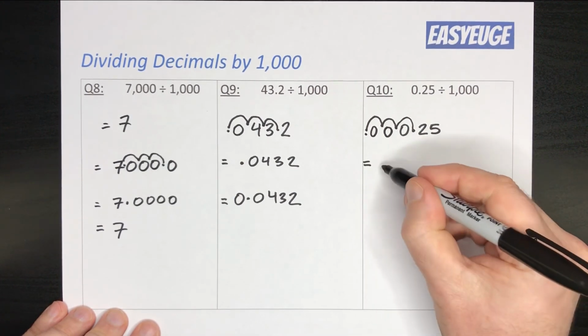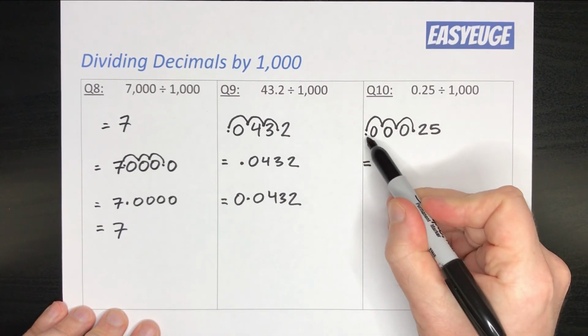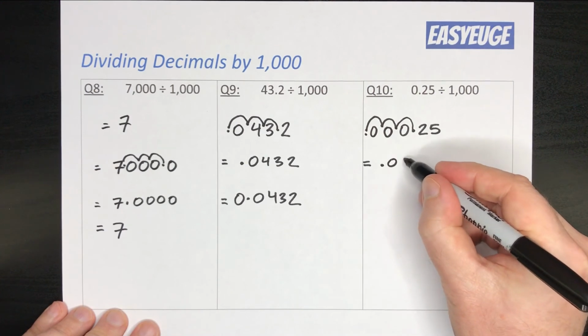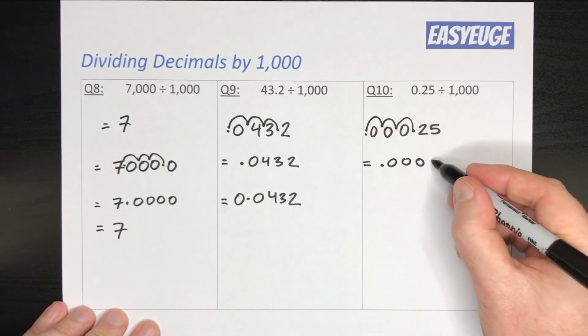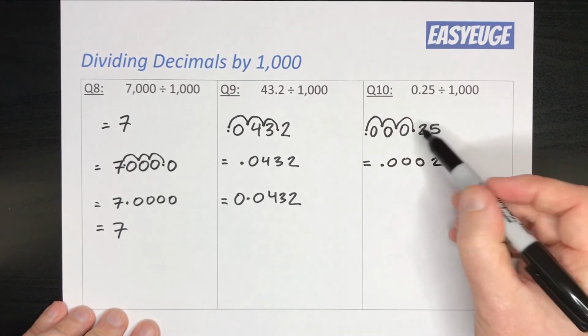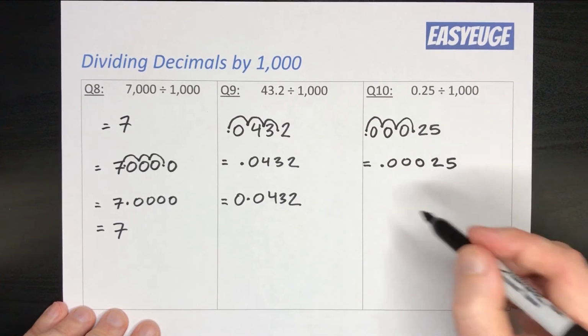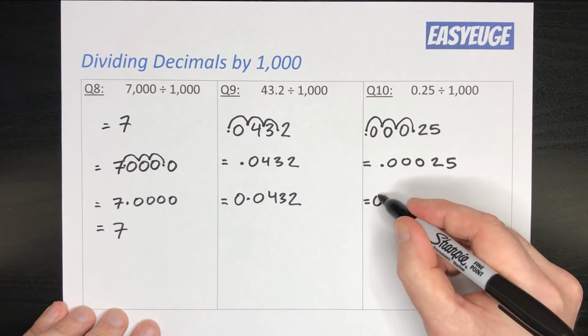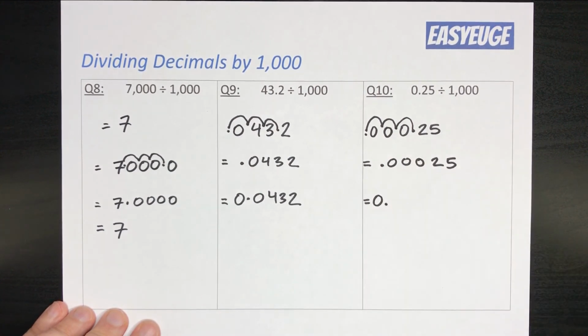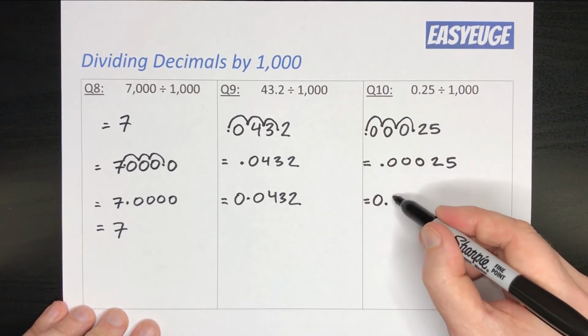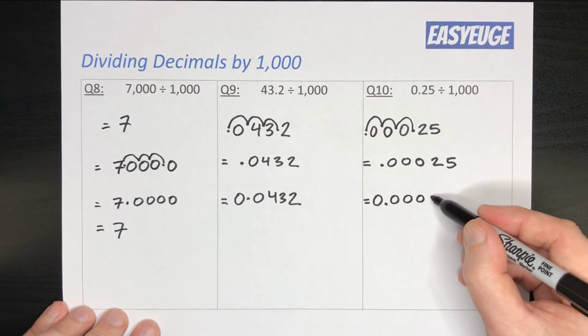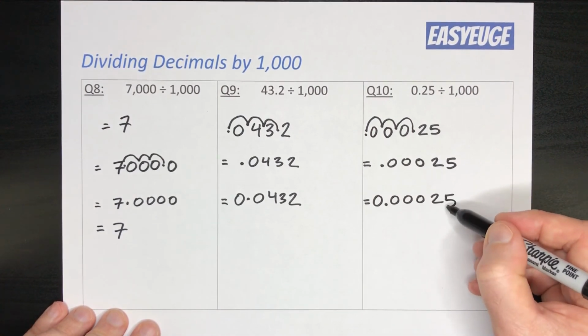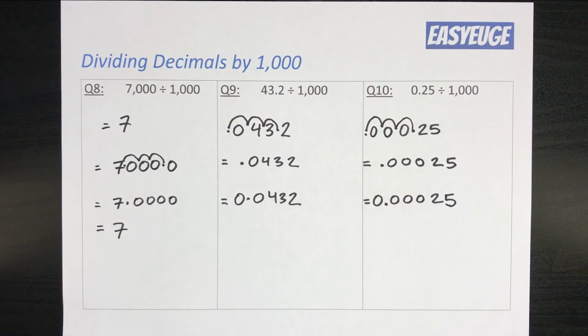And the answer becomes point. There it is. 0, 0, 0, 2, 5. I'm just writing down what I see here. Never leave a point on its own. Let's always add in a 0 before that if there's no other numbers. 0.00025. And there's your answer.